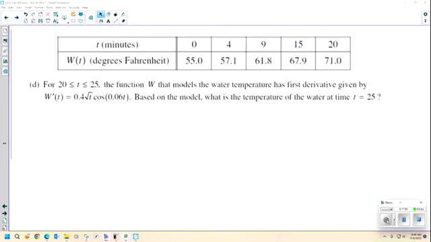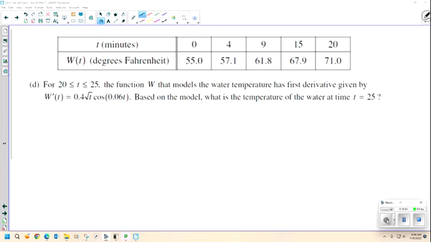The last part of free response question 1, 1D, as in done. For the t-value of minutes between 20 and 25 inclusive, the function W that models the water temperature has a first derivative given by W prime of t, which equals 0.4 times the square root of t times the cosine of 0.06 t. That's going to be a calculator problem. Based on the model here, what is the temperature of the water at time 25?